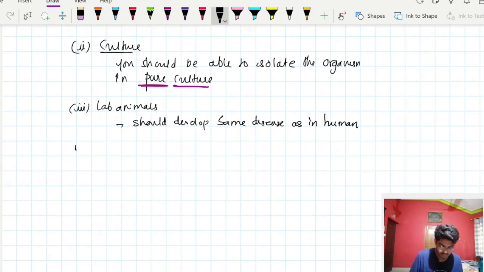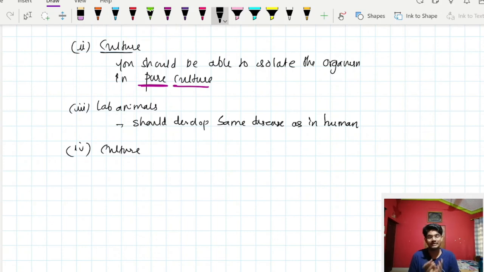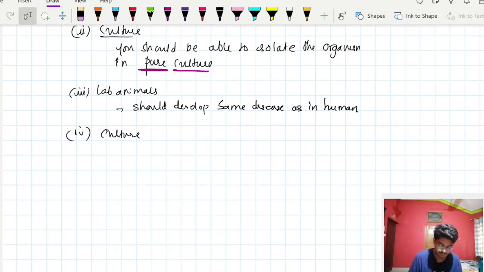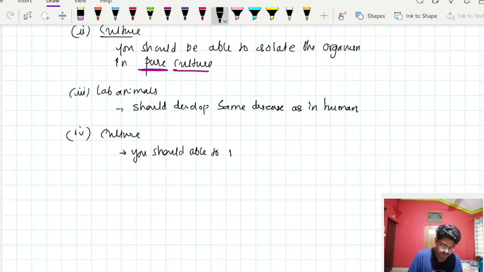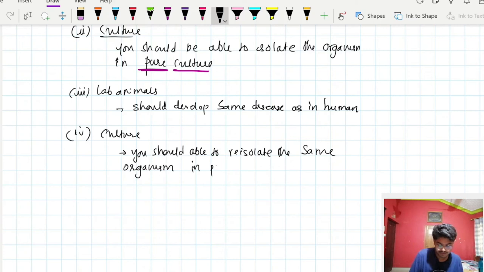Then the fourth postulate is again about culture. That is, you should be able to re-isolate the same organism from the lab animals and be able to culture it again in pure culture media. So it should be pure culture media. The fourth one says you should be able to re-isolate the same organism in pure culture.